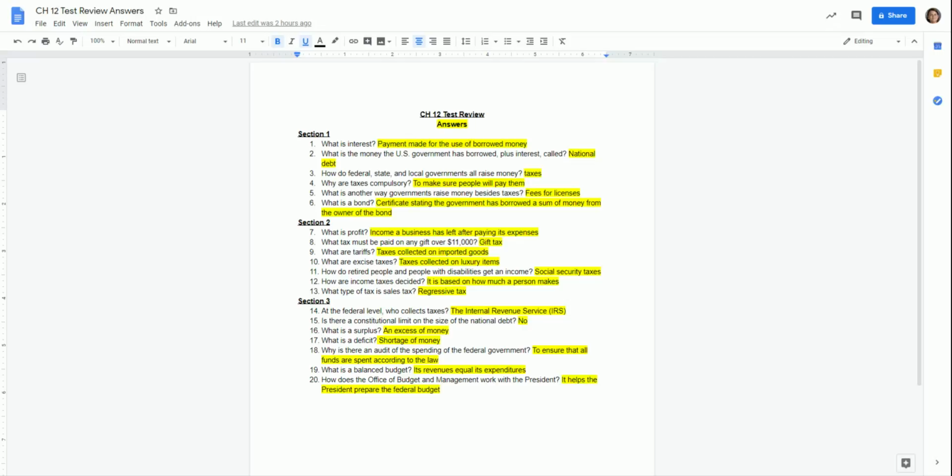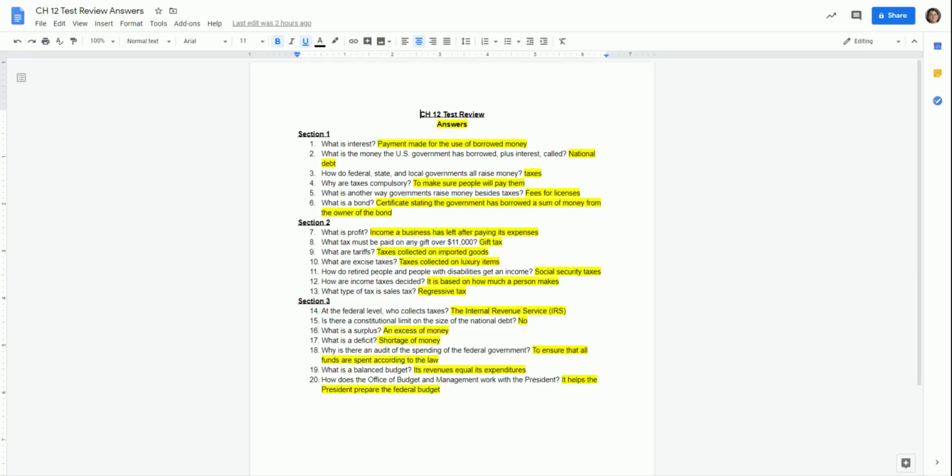For example, here, number 4, why are taxes compulsory? So make sure you remember for that one, compulsory means something you have to do. So why are they compulsory? Well, it's to make sure that people will pay them. If they don't have to pay them, then we wouldn't be able to collect taxes.